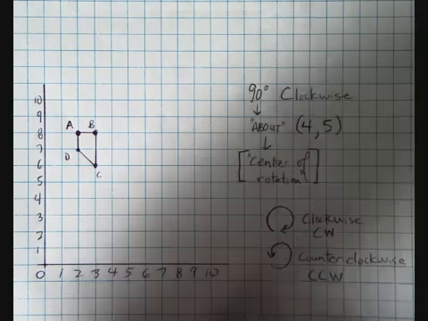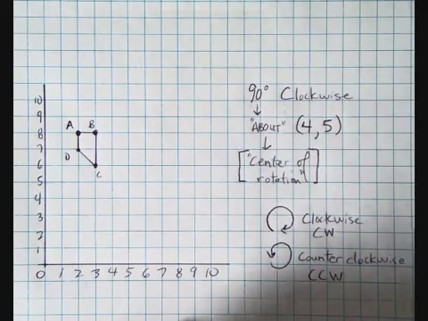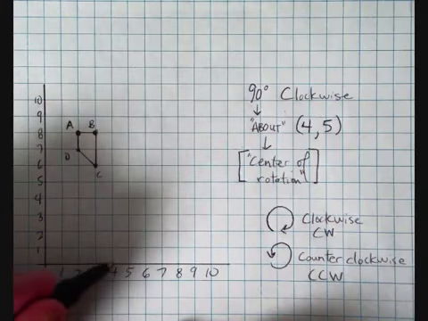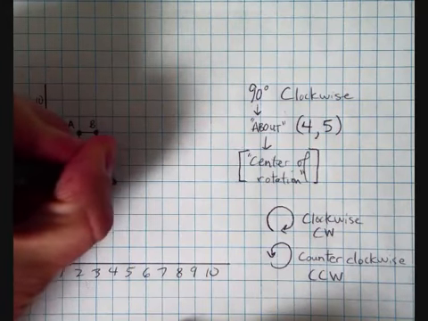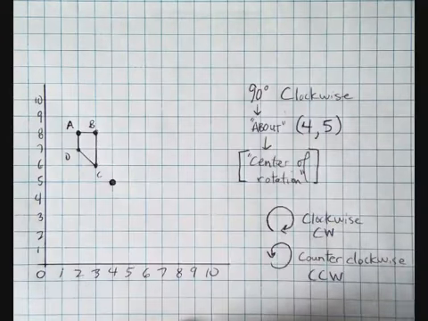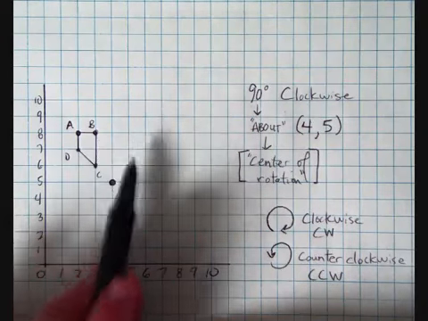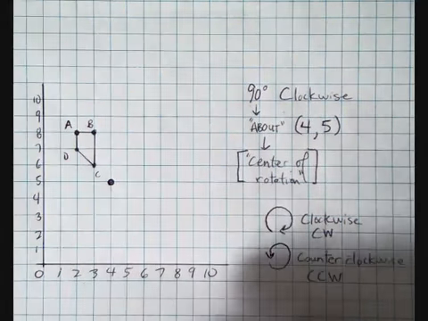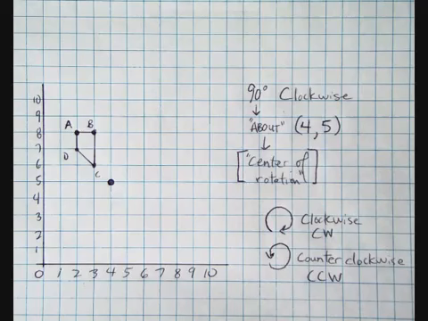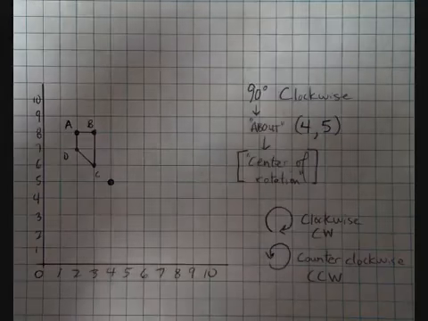And then it's going to give you a point, which will be the center of your rotation. So if I go to 4, 5, which is right here, this dot right here is the center of my rotation. Okay, so we're rotating this figure 90 degrees clockwise about 4, 5. It does really make a difference where your center of rotation is. Depending on how far away your figure is from the center of rotation, it's going to throw it into different locations. So you really need to make sure.